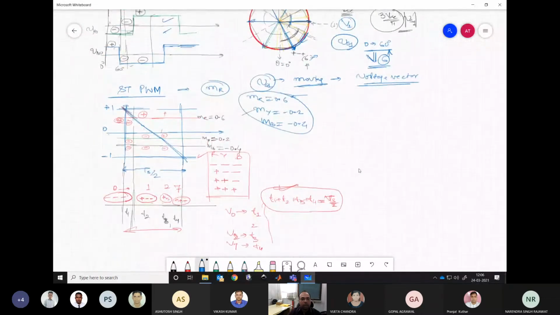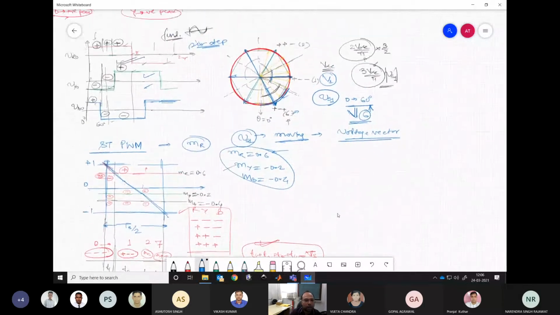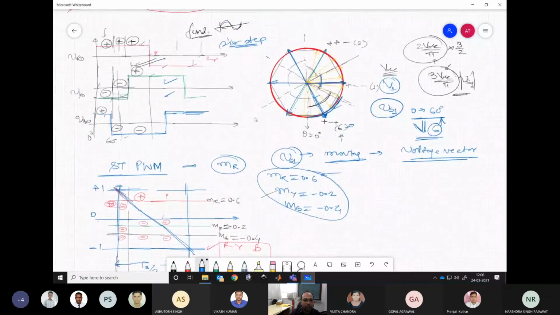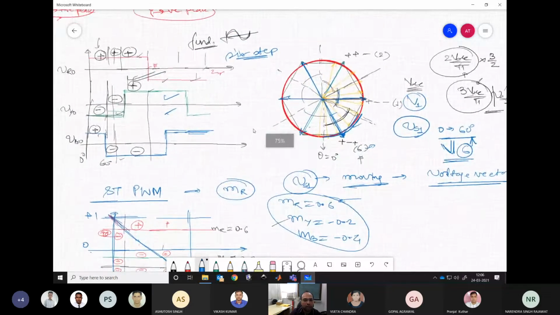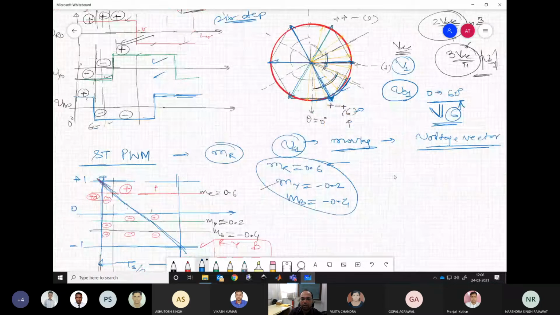And then we saw that if those vectors are applied one by one, like how we do for 6-step or square wave mode, we are basically applying these vectors sequentially in the counterclockwise direction. So for each 60 degrees, we are applying one vector. And that is how we are realizing this fundamental component, which is denoted by the red circle. So it is rotating like that, but we are applying only discrete vectors to realize that in a sequential manner.